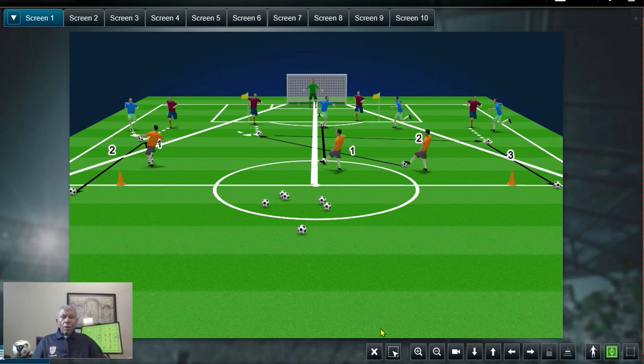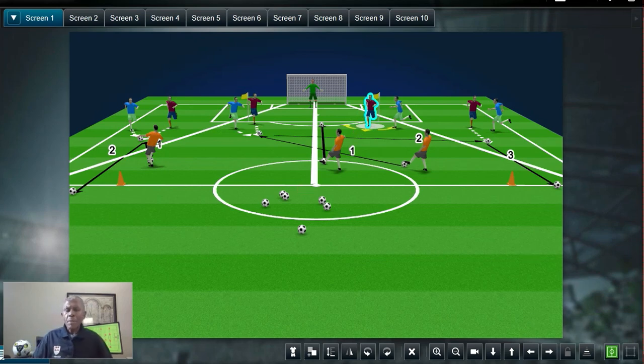Okay, first of all, I want to show you this practice here. You have 3 coaches who are going to serve the ball. You get 5 red defenders and 4 attackers here in blue. And I designed this one line from the posts here to the halfway line. It's a funnel just to guide the defenders where they should defend.